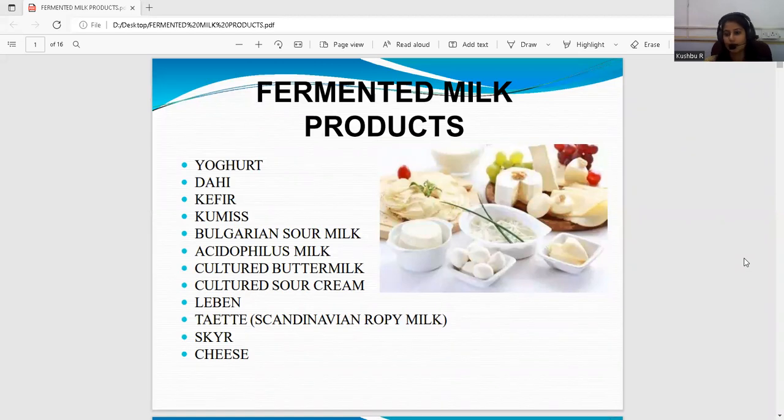In today's class, we are going to learn about kefir. What exactly is it? What is its economical value? And what is its manufacturing procedure?